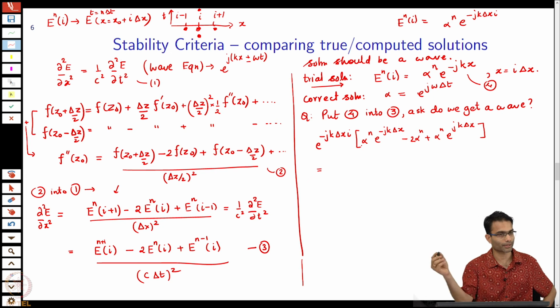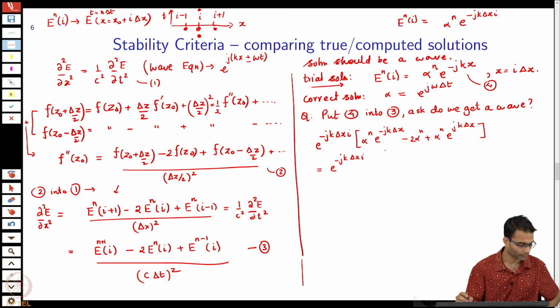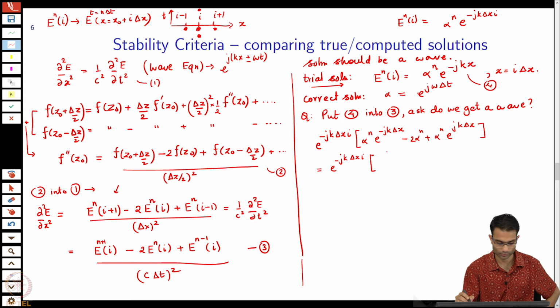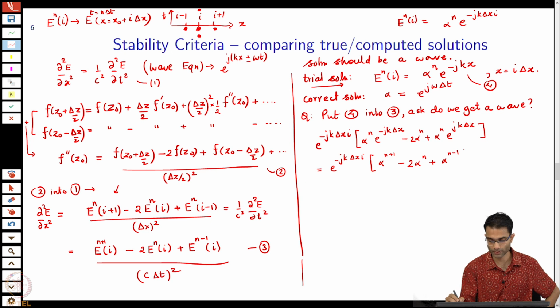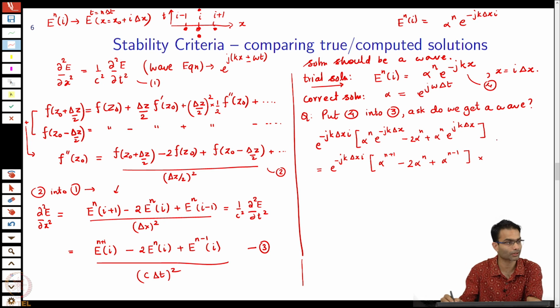So the delta x square I will take on the other side. Again over here I can take out e to the minus j k delta x I common from here. So, the first term will become alpha n plus 1, anything else? No, minus twice alpha n plus alpha n minus 1, anything else? No, into these remaining constants, right, which is delta x by c delta t whole square.